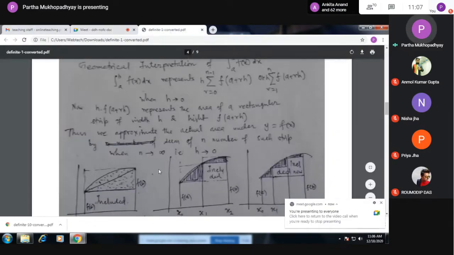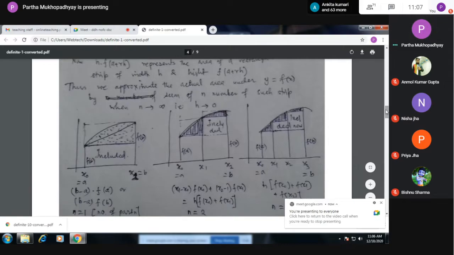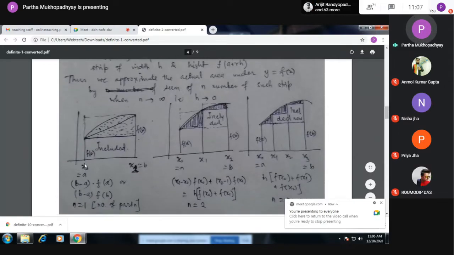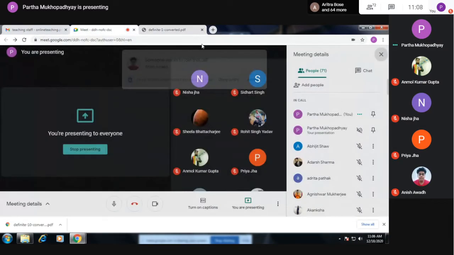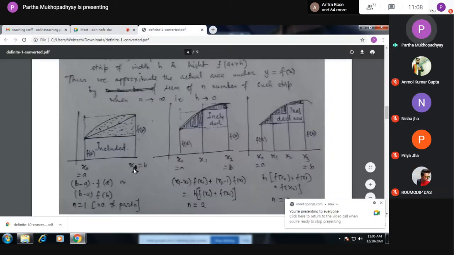Y is equal to f(x) curve. This is your x is equal to a point. We can denote it by x0 also, x0 will be equal to a. And this is your x equal to x1, x1 equal to b. These are the two terminal points.